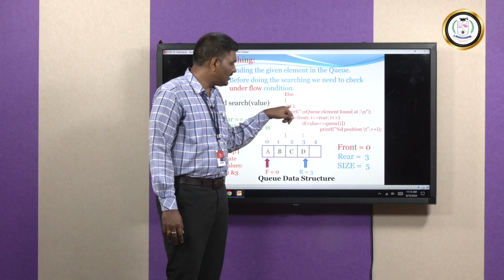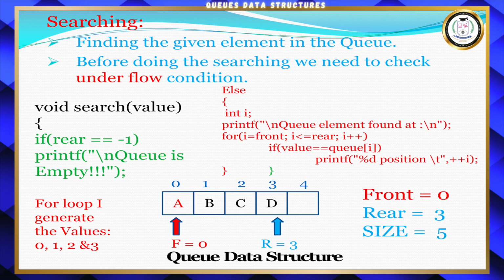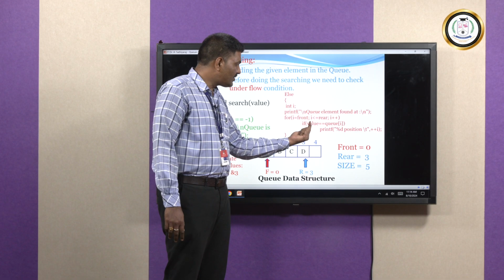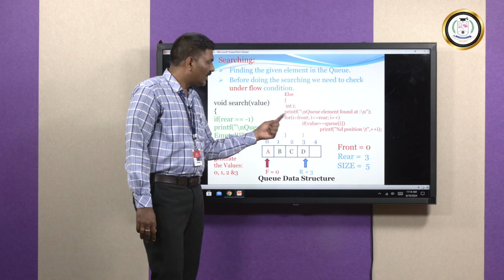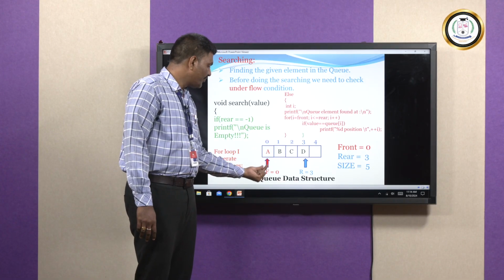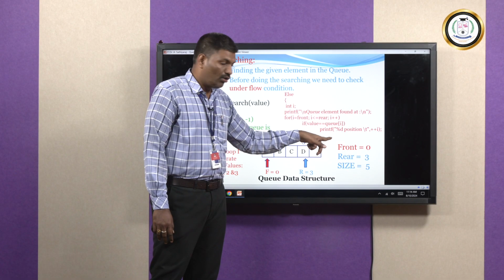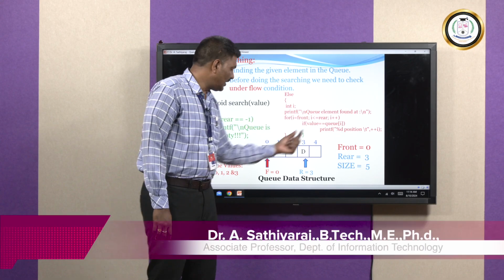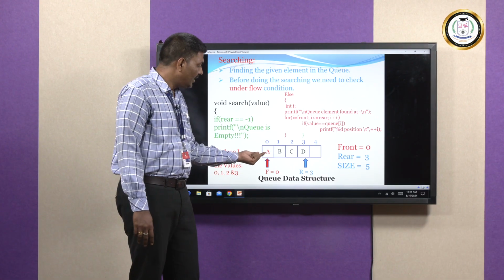So you can see here, declaring the integer variable i, printf "q element found at", just a text message on the output screen, for i equal to front. So the initial value is 0, i less than or equal to rear, that is 3, i plus plus. Then inside the body of the for loop, if value equal to q, initially front equal to 0, then comparing A with the given value. If value equal to A, then automatically it is going to print the output, the position, that is 0. If you provide the input to search the element A, it is going to display it.